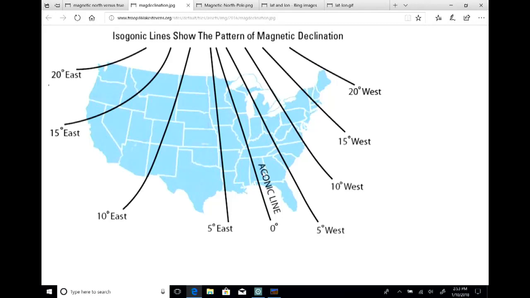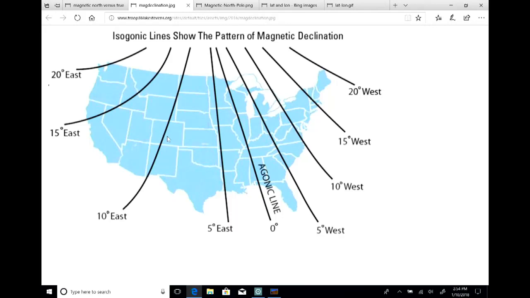So when this was published, the agonic line was right here over western Florida. Where do you think that agonic line is now? It's right here, just on the west side of New Orleans. So all of these have all moved as well. In fact, 10 degrees east used to run right through Aspen Airport. Now it's actually a little bit further west, almost over Glenwood Springs.